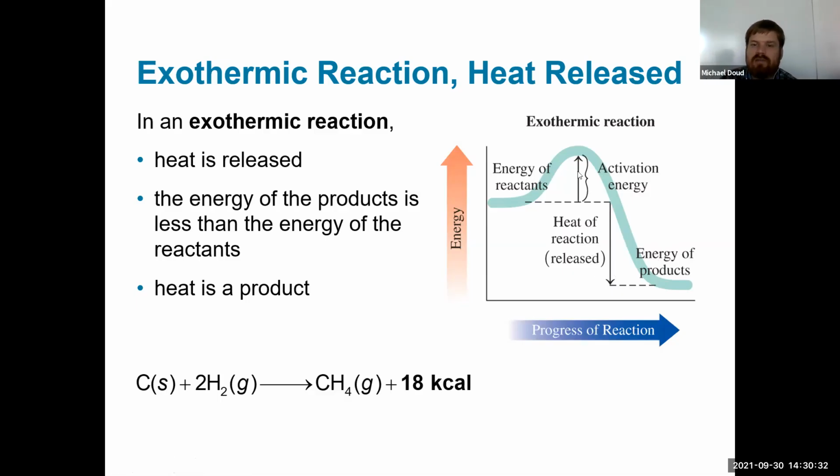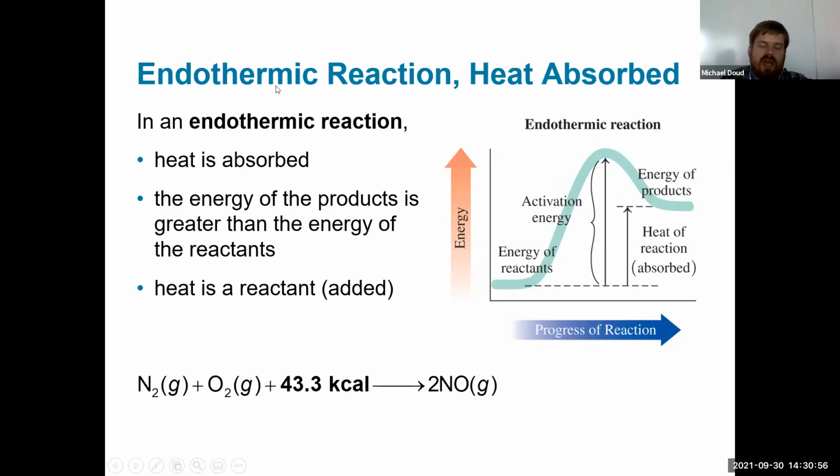Note the way this looks here. We have an activation energy here. This activation energy represents the amount of energy that it takes to basically break the bonds that we have in the reactants and form the bonds that we have in the products. In an exothermic reaction, heat is considered a product. So you can write the heat down here as a product.